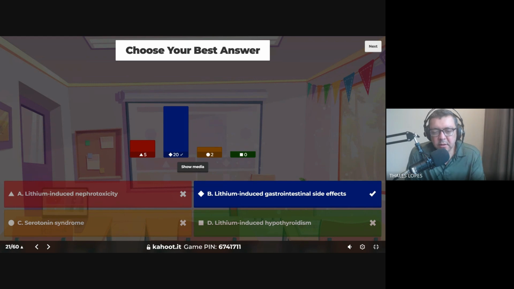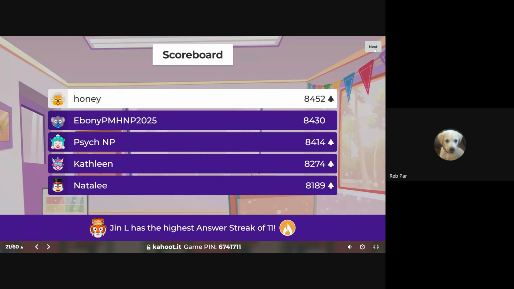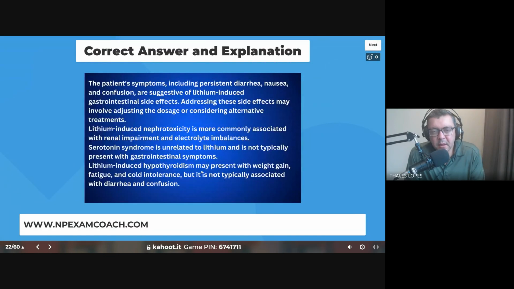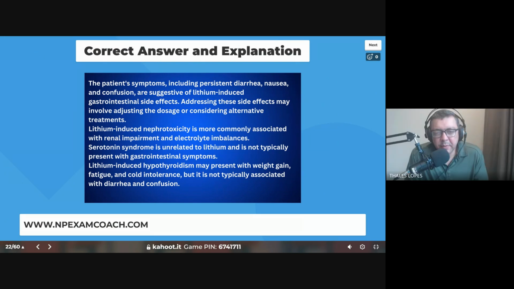Okay, this one. All right, so take a look. How can that be right? Because it said confusion. That's not gastrointestinal. That's my question too. Okay, so let's take a look here. I think it's a bad question. Yeah. So include the persistent diarrhea, nausea, and suggestion of a lithium-induced gastrointestinal side effect.